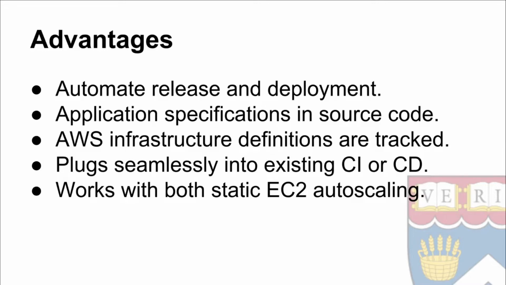Some of the other advantages: it plugs directly into existing CI/CD. So if you're using things like Jenkins or Puppet and Chef, it's designed to be flexible enough to plug into existing workflows for deployment automation. And it also works well with both a static set of EC2 instances as well as dealing with things like auto-scaling policies and so forth.